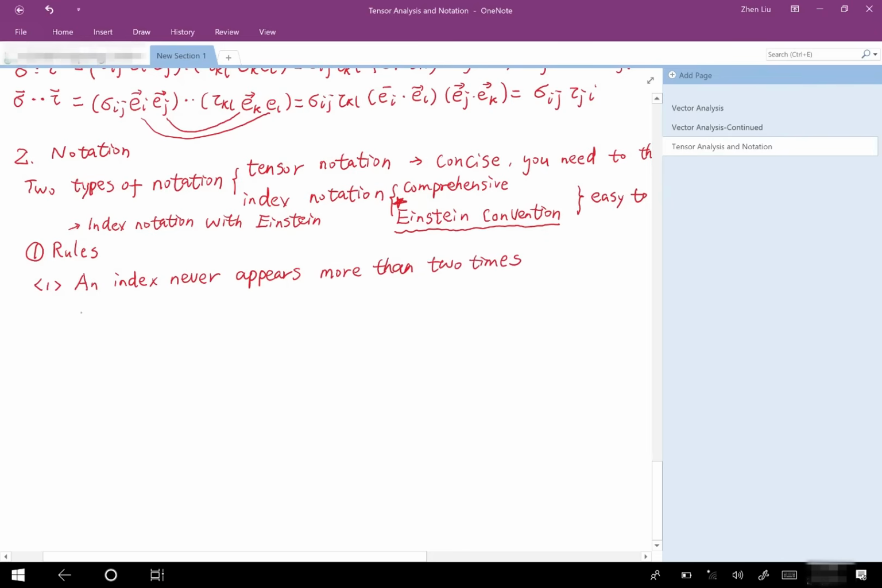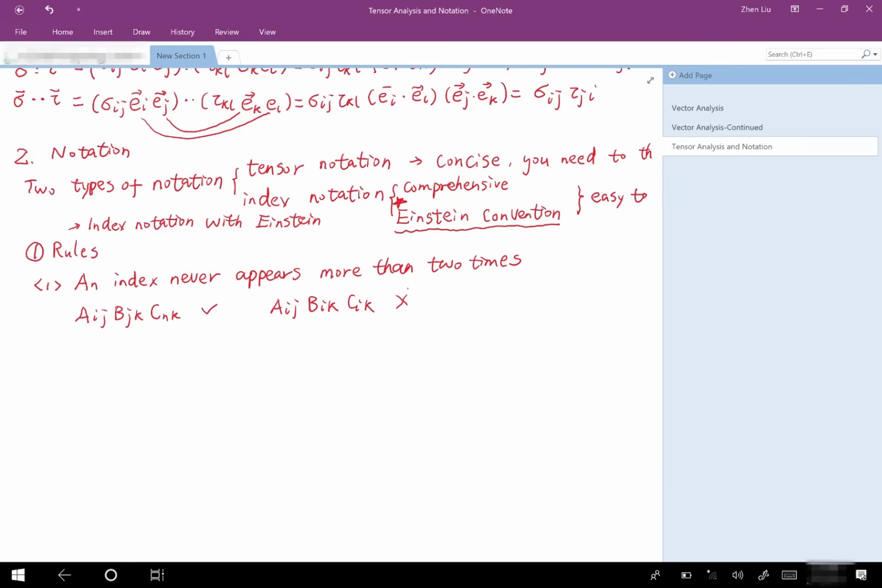So for example, if we have something like Aij, Bjk, Cnk, so this is good. But if we have something like Aij, Bik, Cik, i appears 3 times. So this one violates the rule. So this one does not have a meaning in the index notation with the Einstein convention.